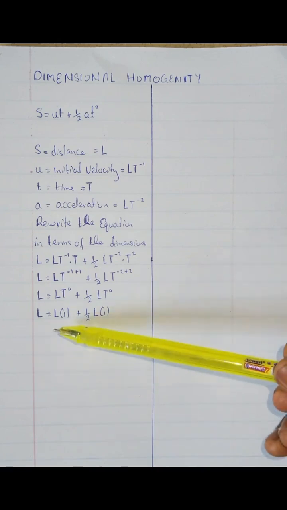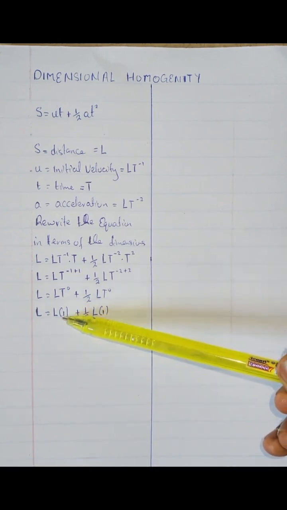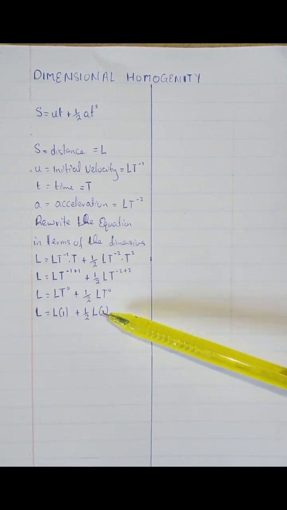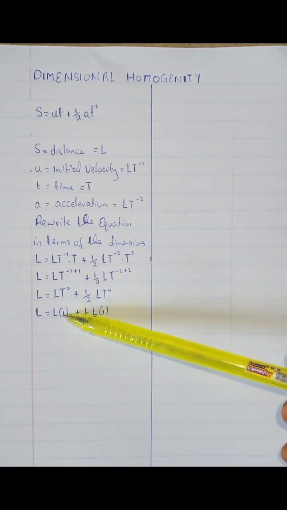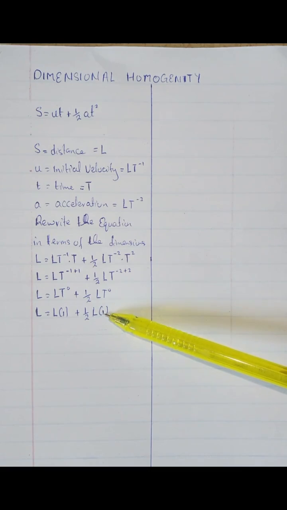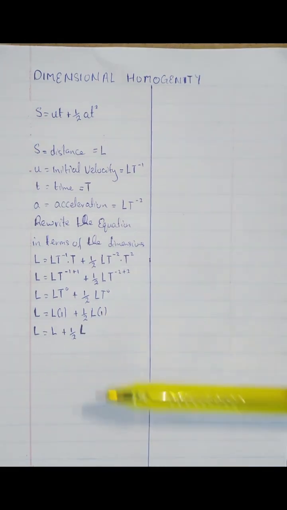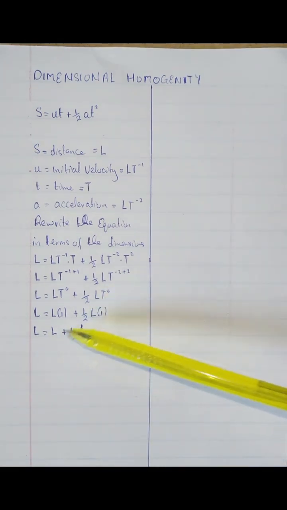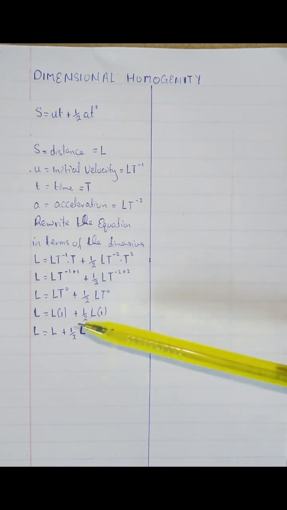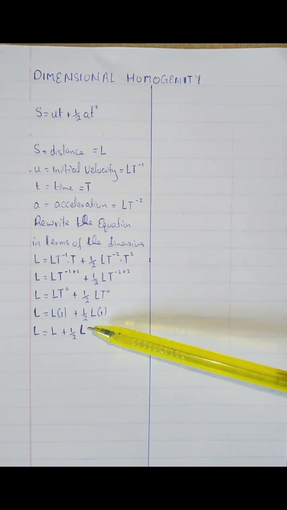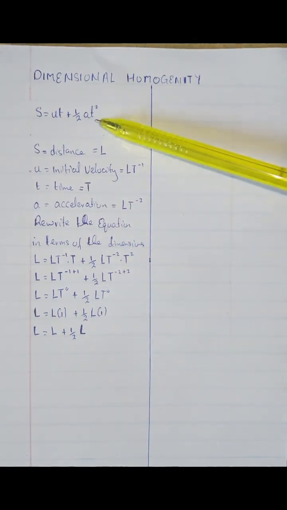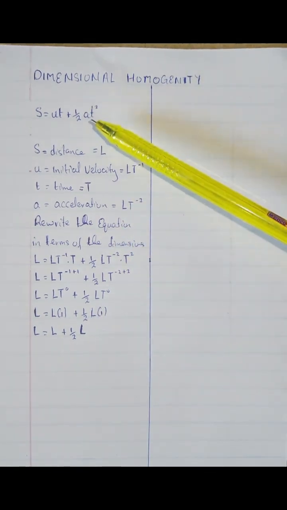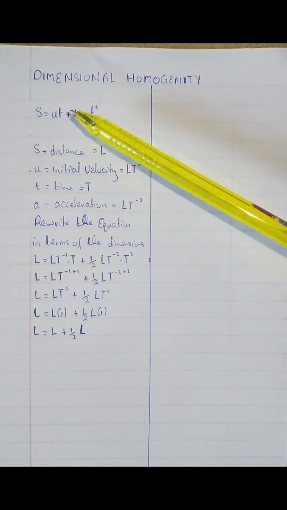So we'll be having L into L bracket 1 plus 1 over 2 L bracket 1. Now L times 1 is what? L. L times 1, L. So we'll be having L equals L plus 1 over 2 L. So with this, we can say that this equation, these quantities, they are dimensional homogeneous.